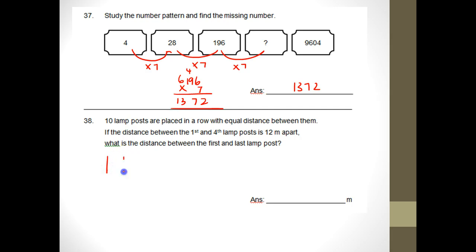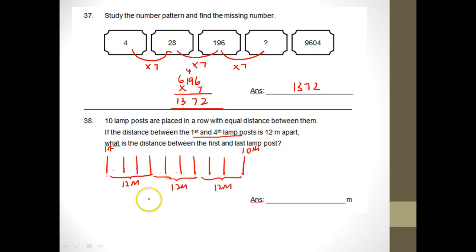Question 38. 10 lampposts are placed in a row. So we draw the lampposts. 1, 2, 3, 4, 5, 6, 7, 8, 9, 10 lampposts. This is the first, second, third, fourth, fifth, sixth, 7, 8, 9, 10. If the distance between the first and the fourth lamppost is 12 meters, find the distance between the first and the 10th lamppost, the last lamppost. So I can do a pattern. So 1, 2, 3. This is 12. This is also 12. Right? So I take 12 times 3 is 36 meters.